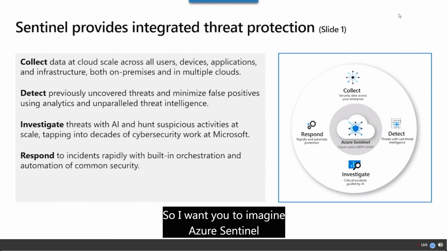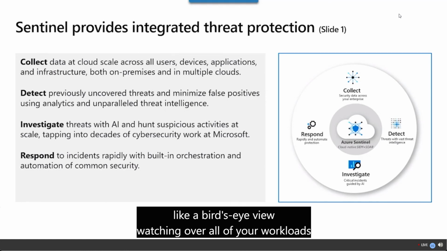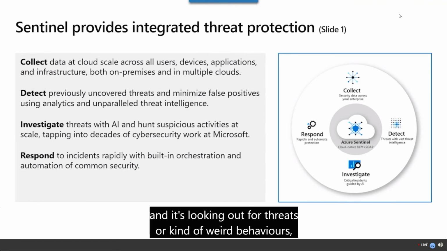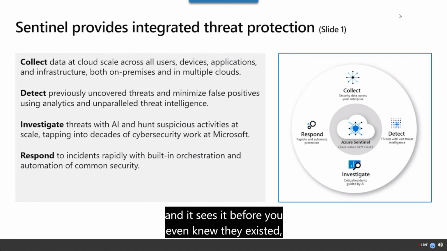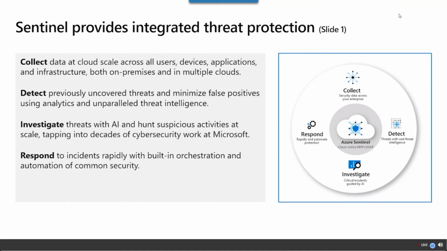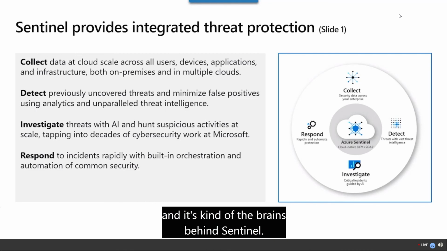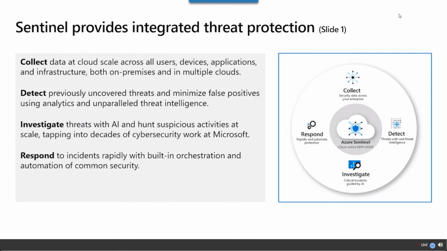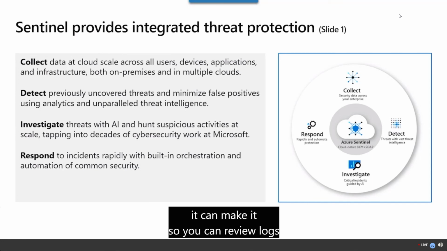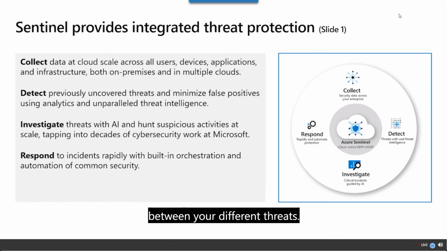So I want you to imagine Azure Sentinel like a bird's eye view watching over all of your workloads, whether it's Azure or Office 365. And it's looking out for threats or kind of like weird behaviors, and it sees it before you even knew they existed. And the way it does this is by using all the data that's been collected by Microsoft over the years around security and potential threats. And it was used to train a machine learning model that's kind of the brains behind Sentinel. Now, because of all of the different connectors that are available, it can make it so you can review logs and alerts for all your different products, and it allows you to see correlations between your different threats.